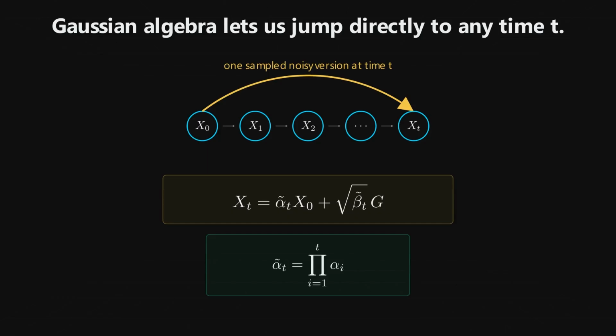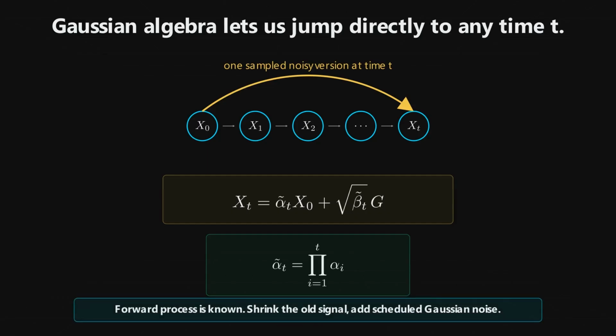This shortcut is extremely useful. During training, we can choose any time step t, create a noisy version immediately, and ask the model to learn how to undo it. So the forward process is not the hard part. We designed it. The real challenge is the backward process.